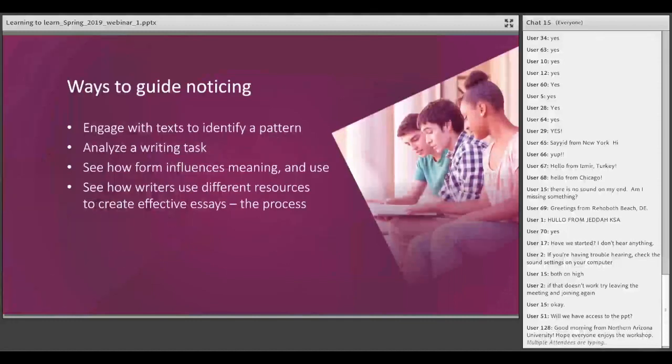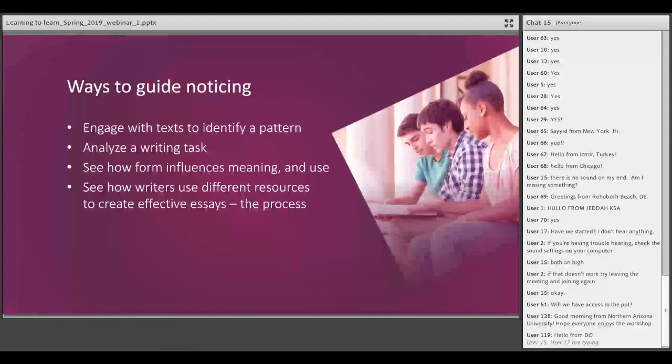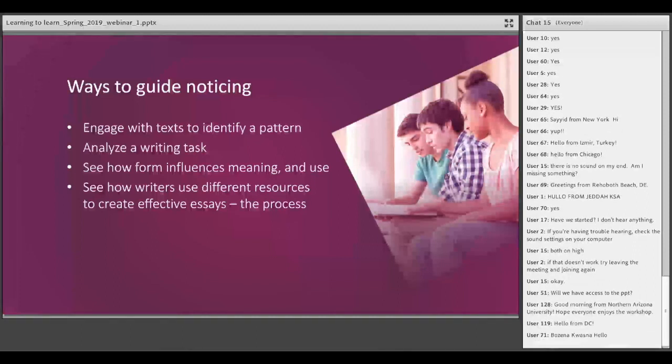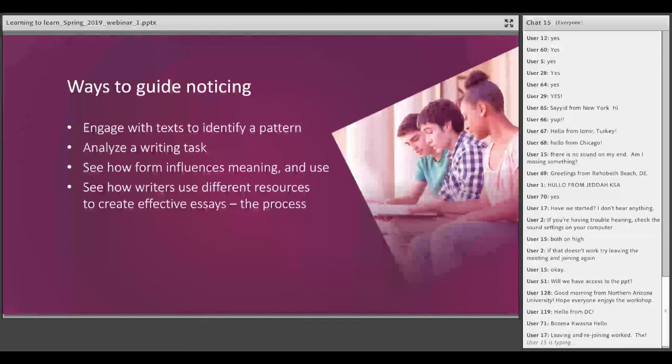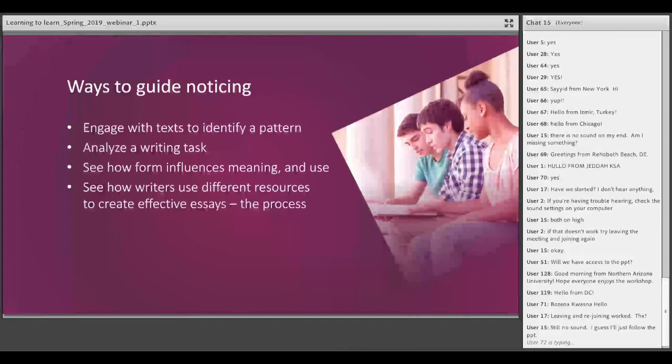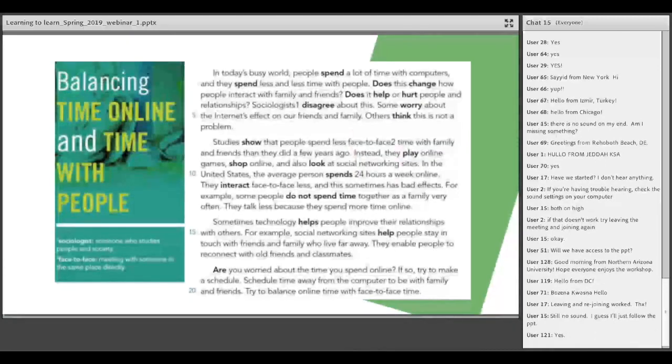So we're going to look at some examples here. We're going to look at 4 different ways to guide noticing. We're going to help students engage with texts to identify a pattern. We'll look at analyzing a writing task. And we'll also see how form influences meaning and use, which to us as teachers is no surprise. And we'll see how writers use different resources and how that works to create effective essays. So here we go, on to the land of guided noticing.